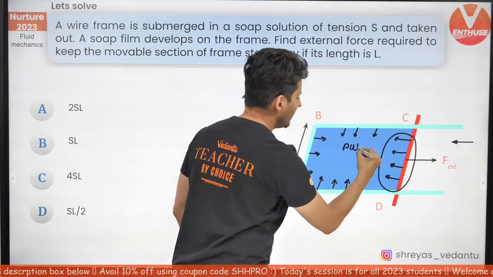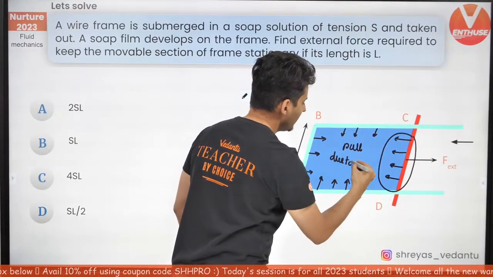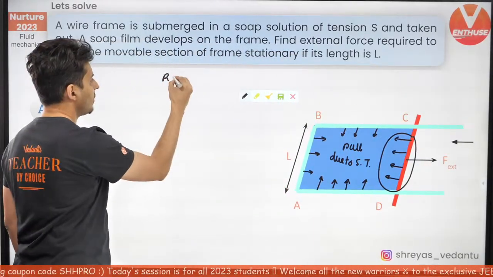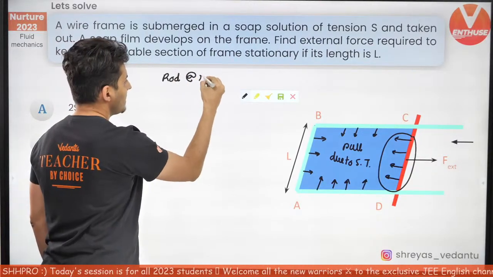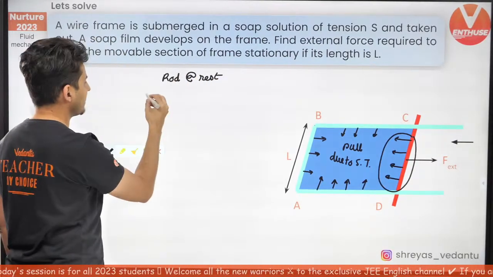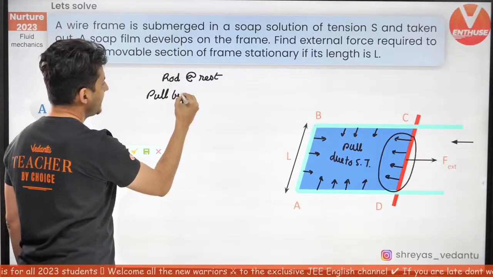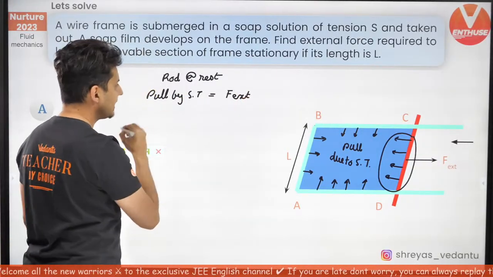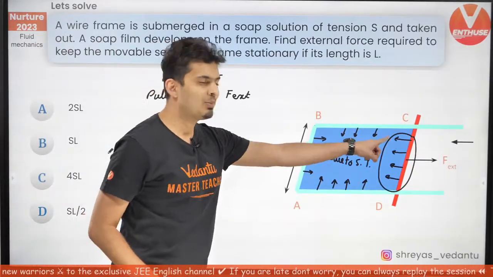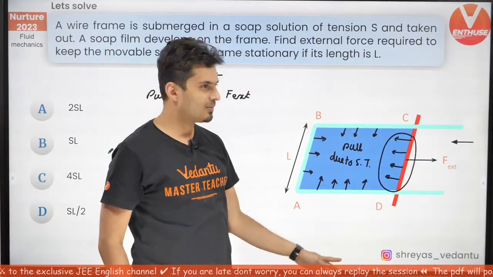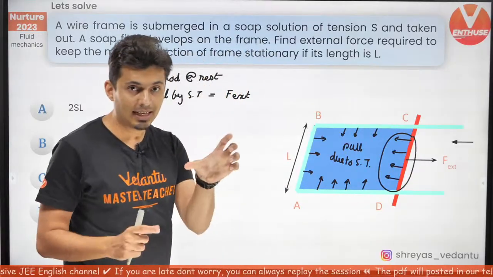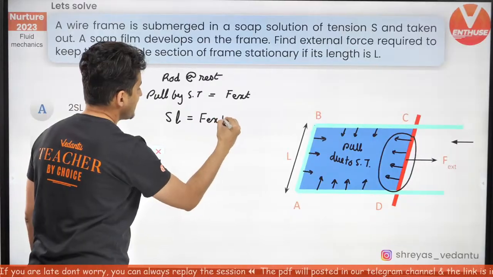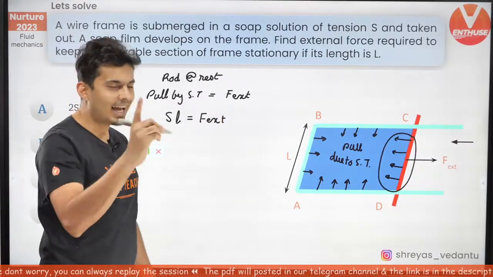What is more important for me is these forces. This is the pull due to surface tension. Now, for the rod to remain at rest, what is the condition? The pull by surface tension should be equal to the external force. Correct? Now what is the pull by surface tension? Remember, I told you whenever you have a line over the liquid surface, S into the length of that line gives you the force of surface tension. So SL is equal to F external. But there is a catch.